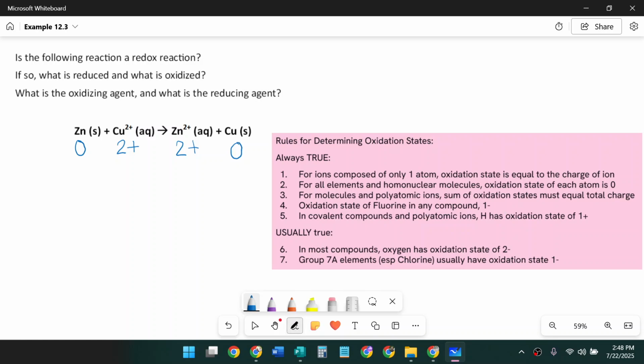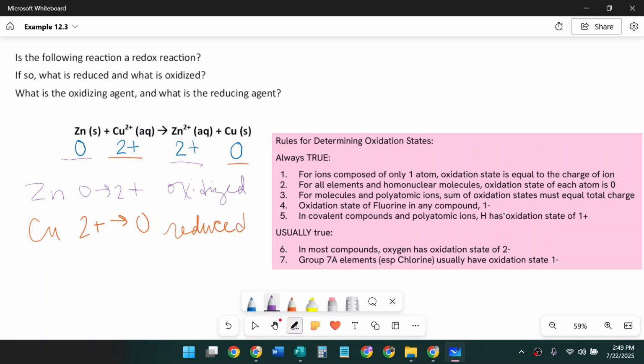So let's look at what happened here with these. So zinc went from 0 to 2+. You don't have to write this part, I'm just writing it to help us see what's happening. And then copper went from 2+ to 0. So you can see that copper's number went down, so you can think down as reduced. So copper was reduced, and the zinc must have been oxidized since it's the other one, and its number went up. But reduced I feel like is easier to remember because the number goes down, therefore it's being reduced.